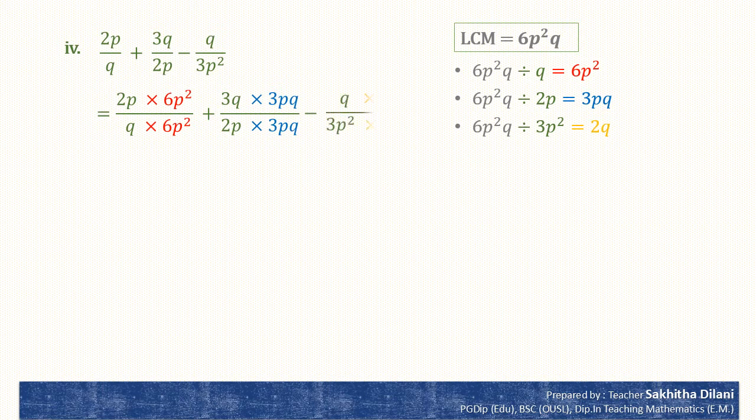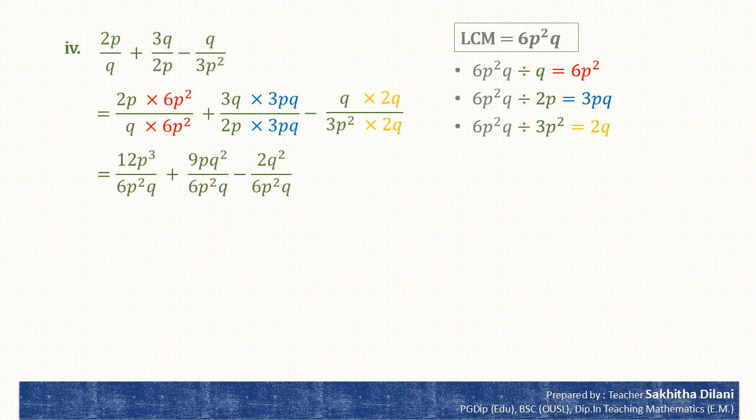After multiplying, the equivalent fractions are written. They are 12p cube over 6p squared q, 9p cube squared over 6p squared q minus 2q squared over 6p squared q. Now the denominators are equal. So you can simplify the numerators.